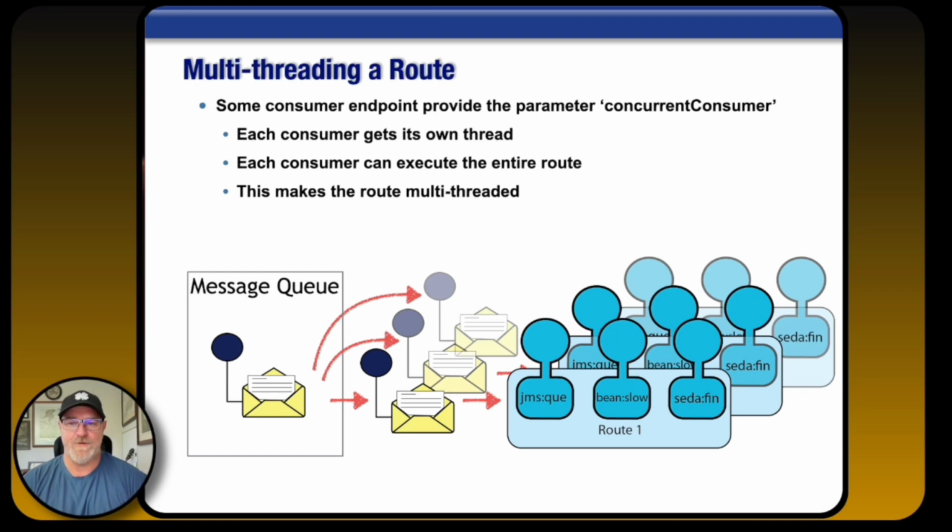It's very important to understand that each route defined here will get a different message. So route 1 will get a message. Let's say this is route 1A gets a message and route 1B gets a message. That's what this indicates. So that gives you a lot of throughput capabilities as you start multi-threading this out.